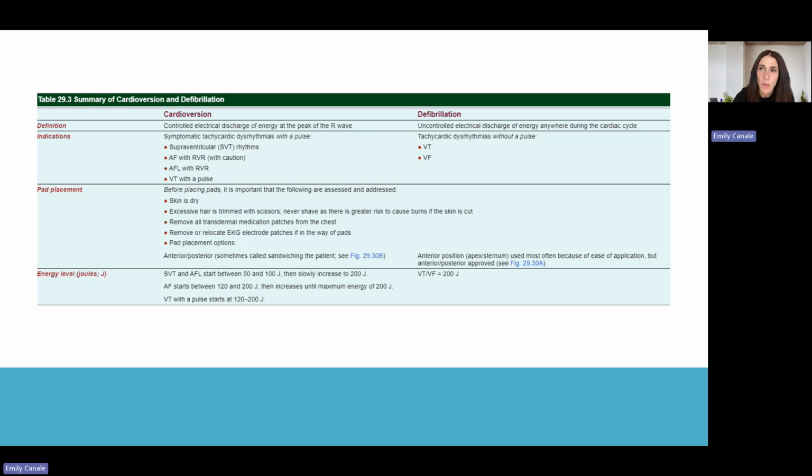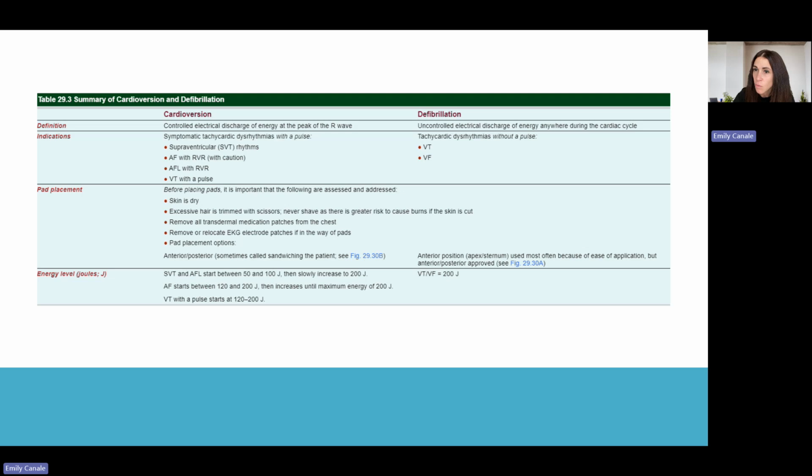I did want to just put on here a little chart that summarizes the difference. Sometimes students get confused on the difference between cardioversion and defibrillation, but essentially, I'm giving them electricity, whether it's cardioversion or defibrillation. But the difference with cardioversion is that it's timed. I'm going to deliver that at the peak of the R wave. Do you see that there?